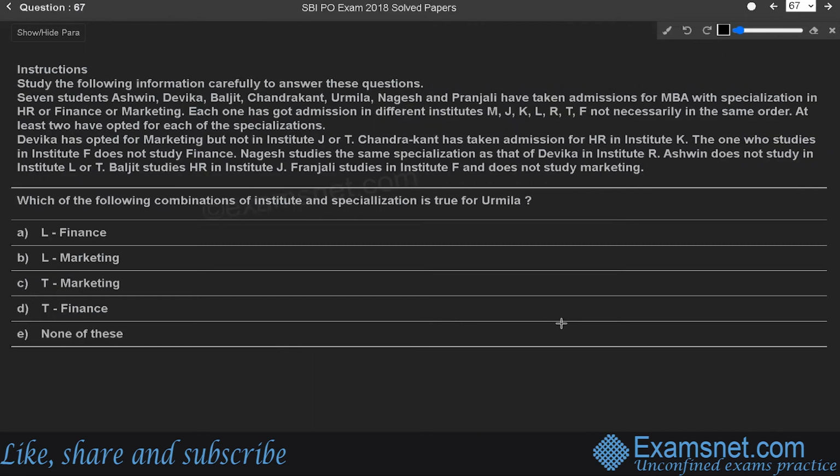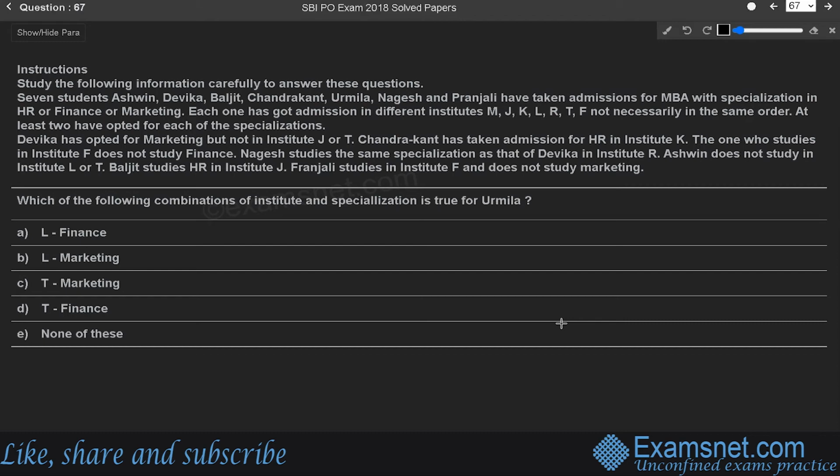Next question is: 7 students Ashwin, Devika, Baljit, Chandrakant, Urmila, Nagesh, and Pranjali have taken admissions for MBA with specialization in HR or finance or marketing. Each one has got admission in different institutes, M, J, K, L, R, T, F, not necessarily in the same order. At least 2 have opted for each of the specializations.